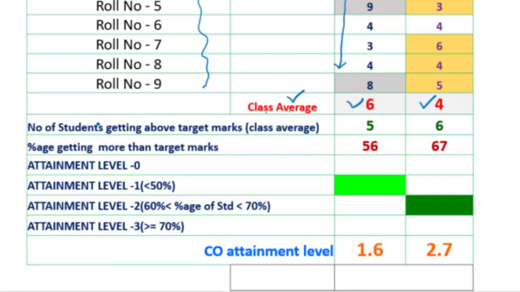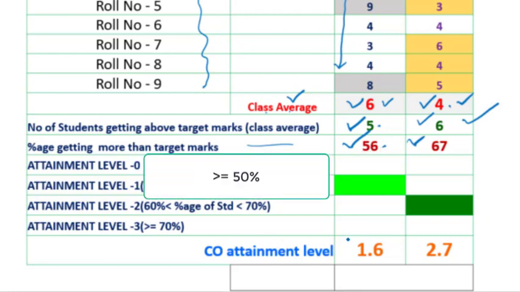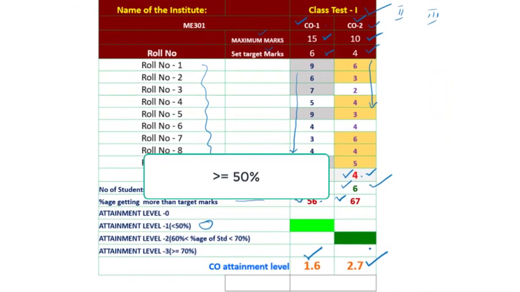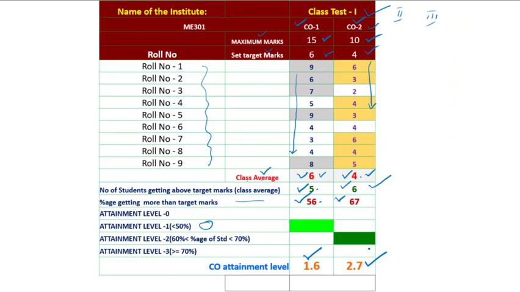Now, the number of students getting above the target marks. Our target marks are 6 for CO1 and 4 for CO2 average marks. So 5 students have scored more than the average marks 6, and for CO2 6 students have scored more than the average mark 4. So 5 out of 9, the percentage of students getting more than the target marks is 56, and this is 67. For 56, it is in this range, and so the CO attainment level is 1.6 for CO1, and for CO2 the attainment level is 2.7. This way we have to calculate the attainment level for all the COs for this course ME301.